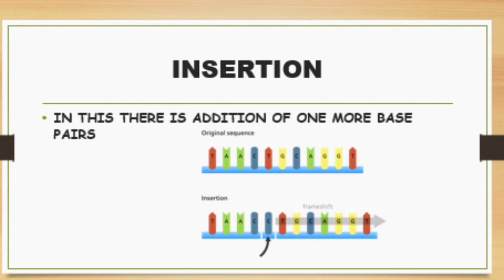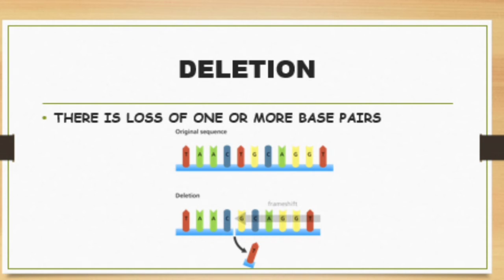So let's go. After insertion, we were talking about deletion. In deletion, what will happen? Let's see the original sequence. We have TAA, we have CTG, we have CAG, and we have GT. All right. Now what happens? There is a deletion of one or more base pairs.